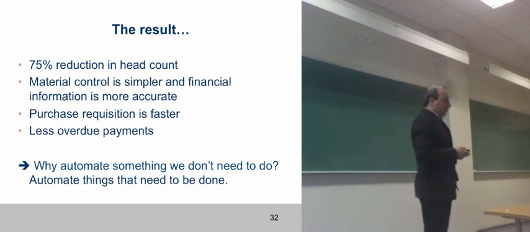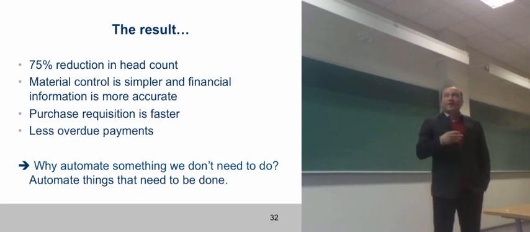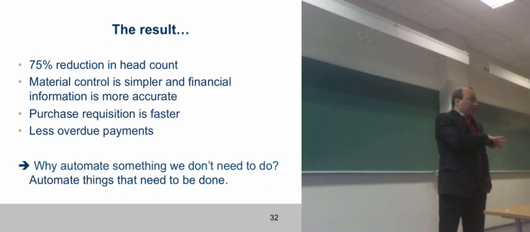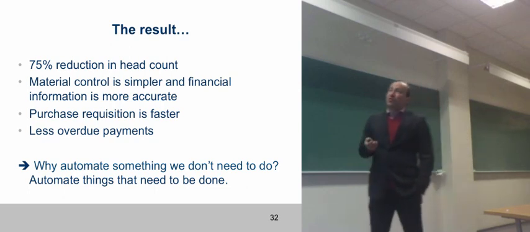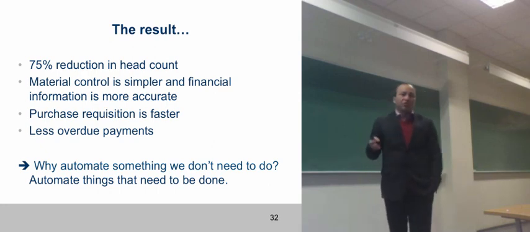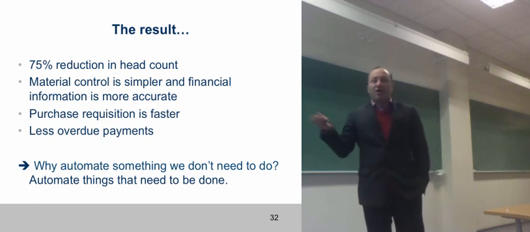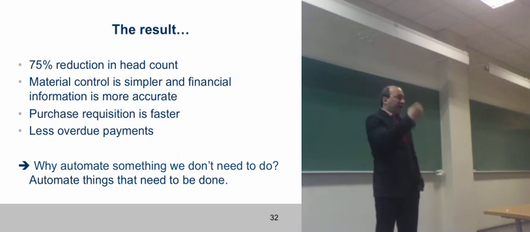this accounts payable department. Accounts payable is the department within an organization that takes care of paying, which means they receive invoices and they pay. Accounts receivable is the opposite, is the ones who send invoices and they make sure that they are paid. So accounts payable reduced by 75% in terms of headcount, material control is simpler, the whole procure-to-pay process, also called purchase requisition, becomes faster, and we don't have overdue payments because we actually pay in a predictable manner a certain number of days after delivery.